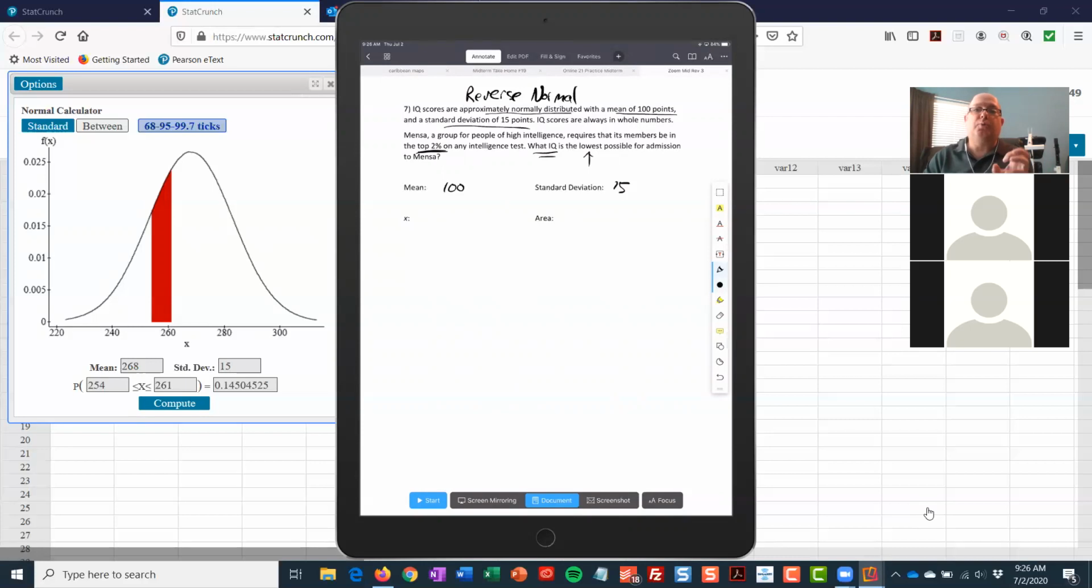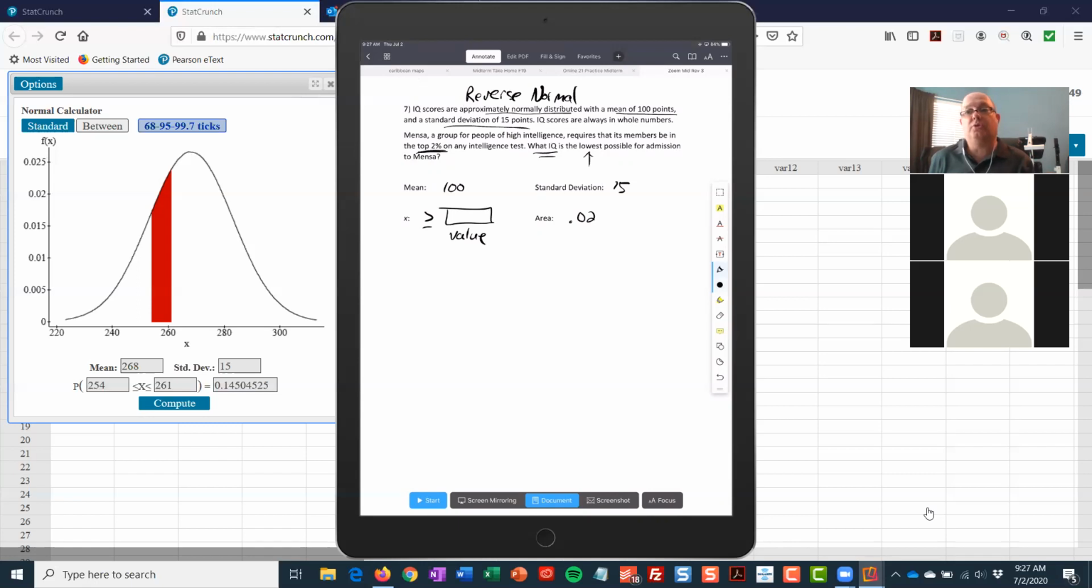We're looking for the lowest one that sneaks into the highest scores. So the highest scores are to the right. So the sign that we're going to use for X is going to be the greater than or equal to sign. But we're going to leave that value empty, and we're going to type in the area. 2% is 0.02.